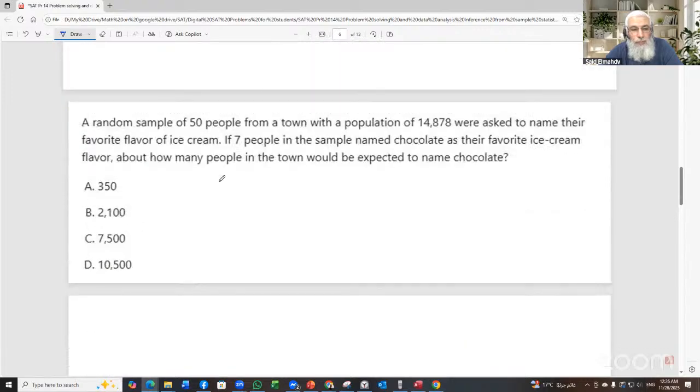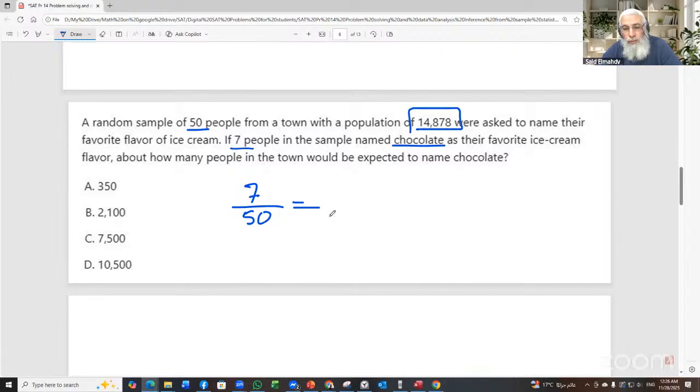A random sample of 50 people from a town with a population of 14,878 were asked to name their favorite flavor of ice cream. 7 people in the sample, يعني في السامبل 7 والسامبل هي total 50. 7 people in the sample named chocolate as their favorite ice cream. About how many people in the town would be expected to name chocolate?